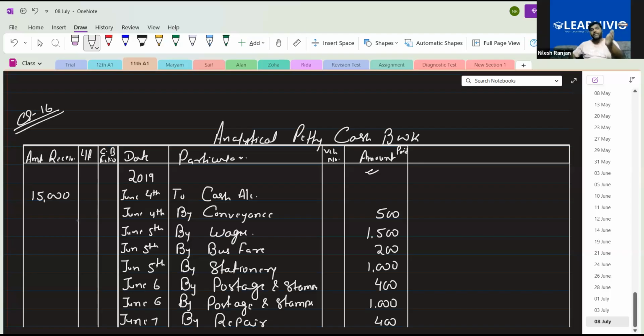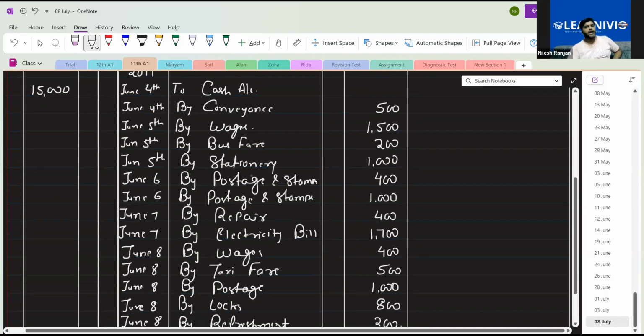Okay. So this 15,000, the main cashier is paying to the petty cashier. So it will be to cash account. June 4th, he will receive 15,000. So we have written it in the amount received column. After that, we have to pay all the expenses. So all the items with date, we have written in the amount paid column. You can say by conveyance, by wages, by bus fare. All the small expenses will be written here, in the amount paid column.